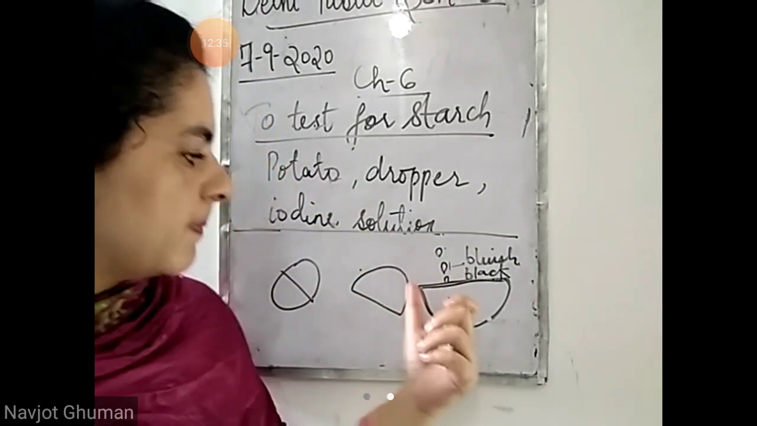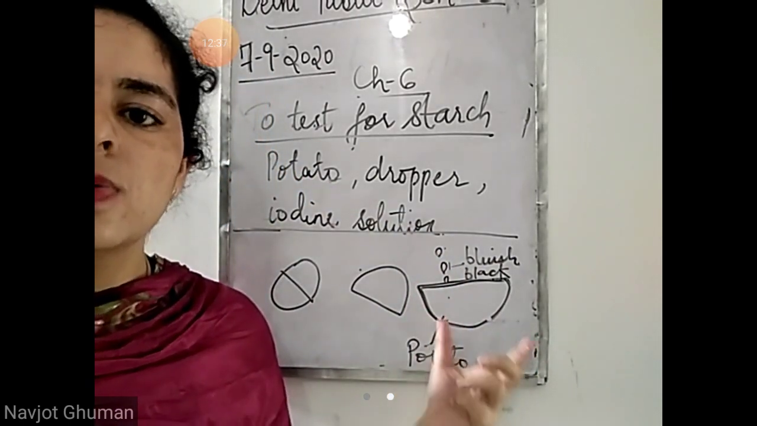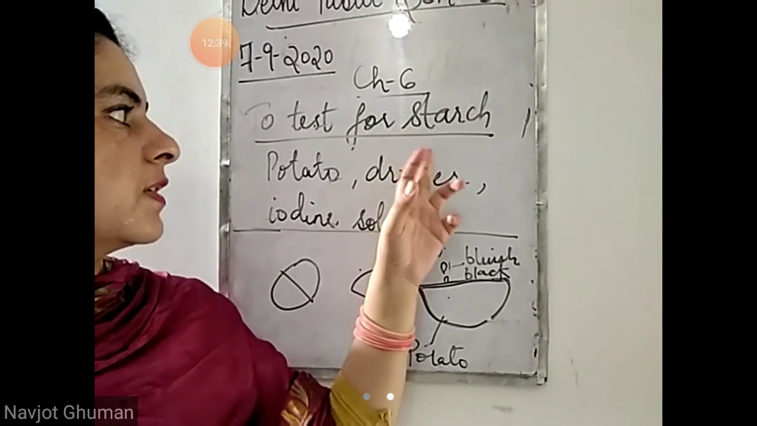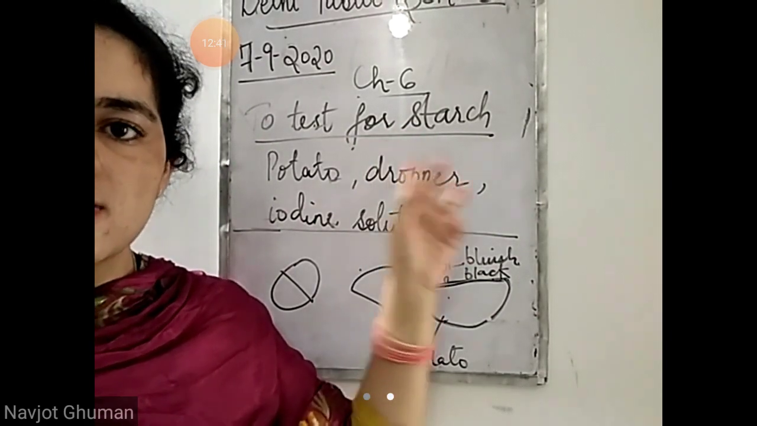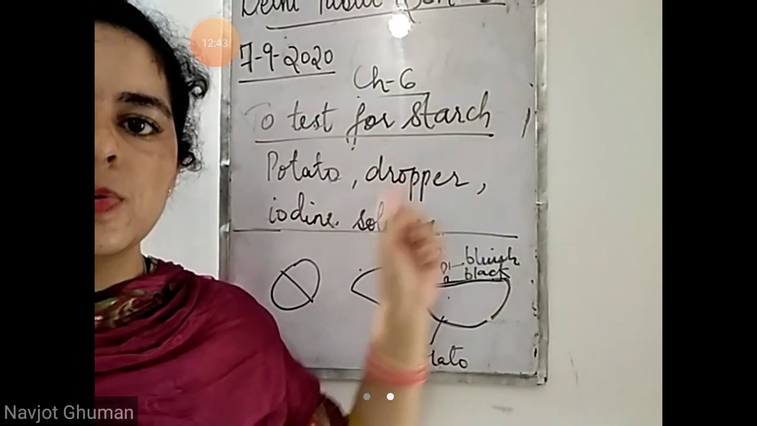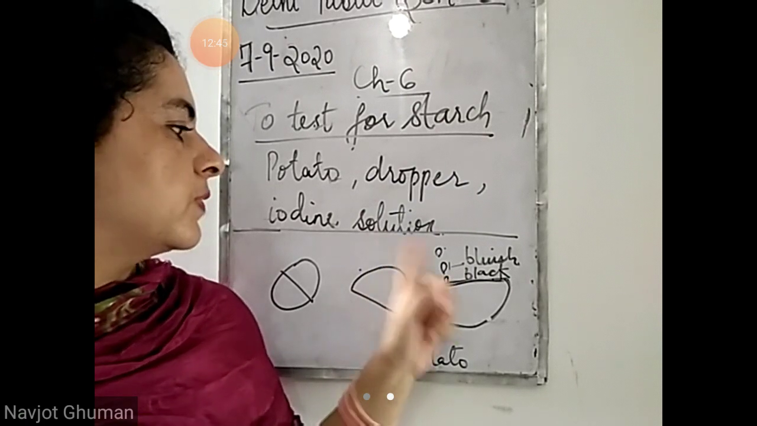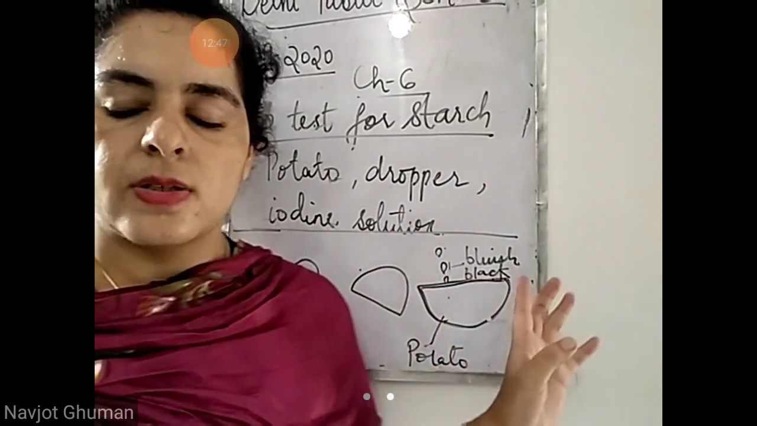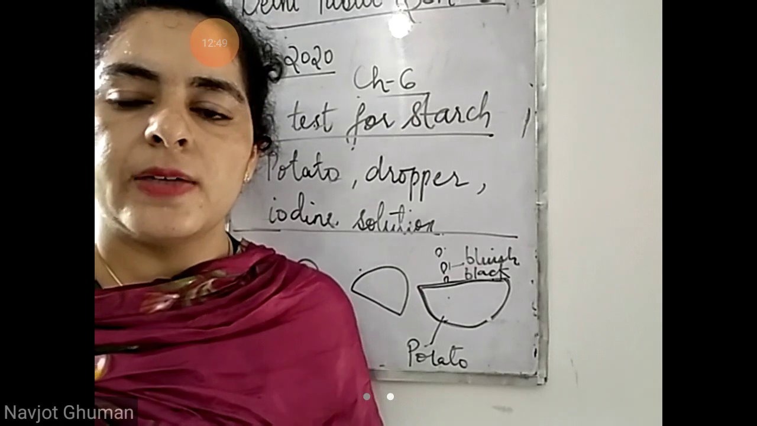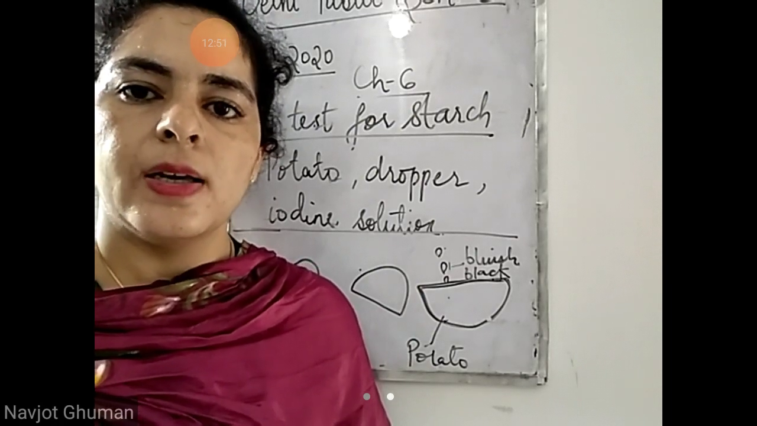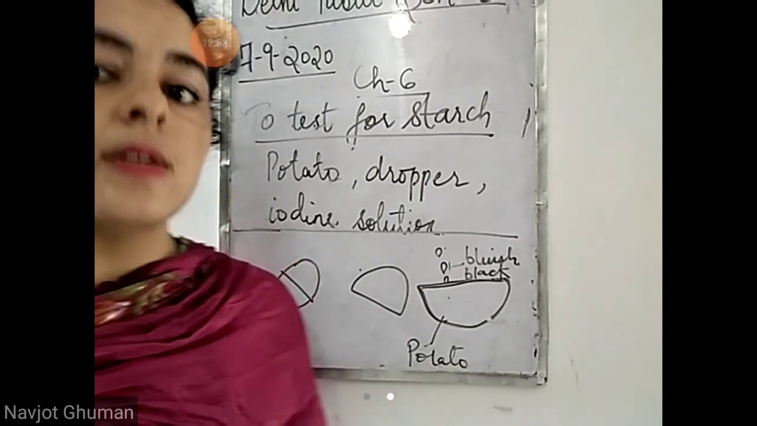So this is the simple experiment that we will perform in school also. So to test for starch, if you want to test starch in any food item, you have to do the iodine test. Put few drops of iodine solution on that food item, and if the food item turns bluish black, it means starch is present in that food item.